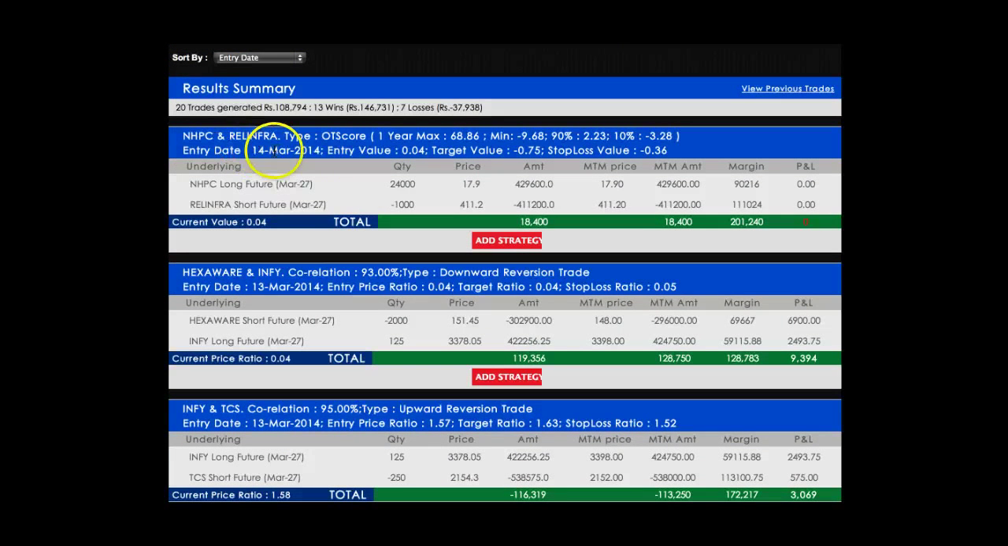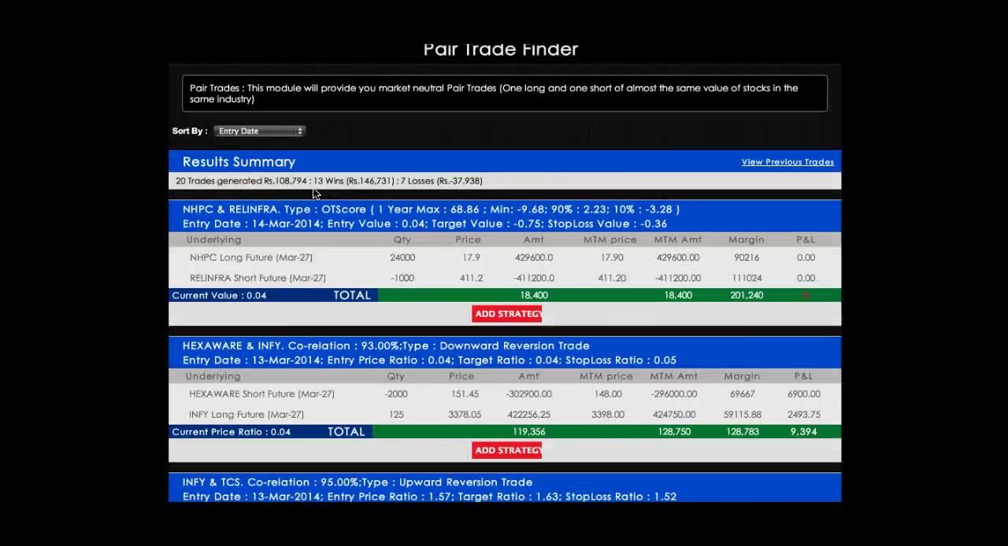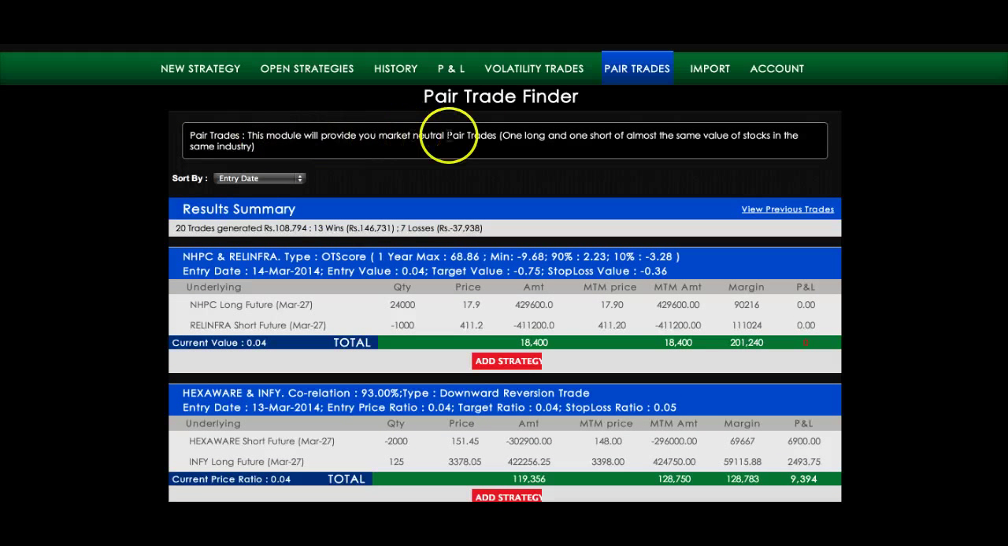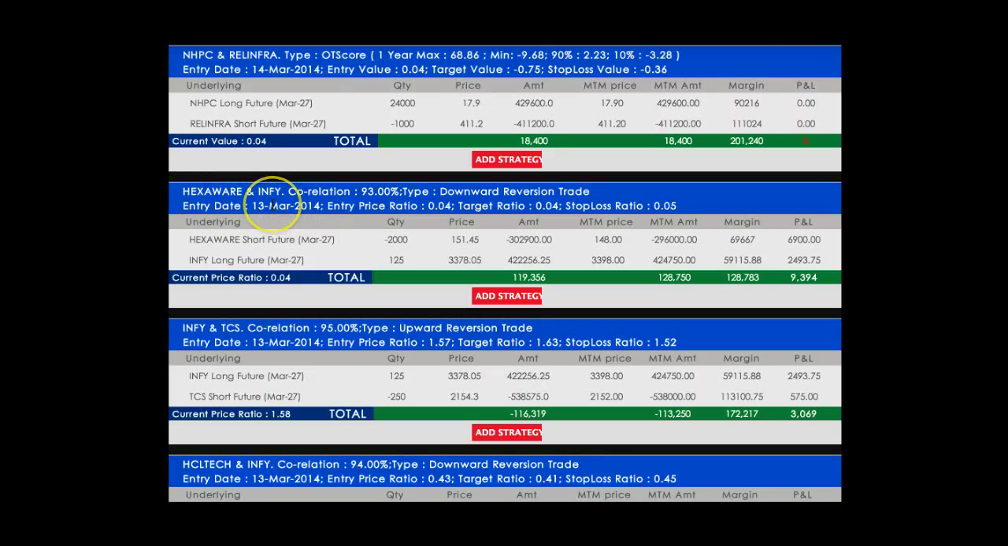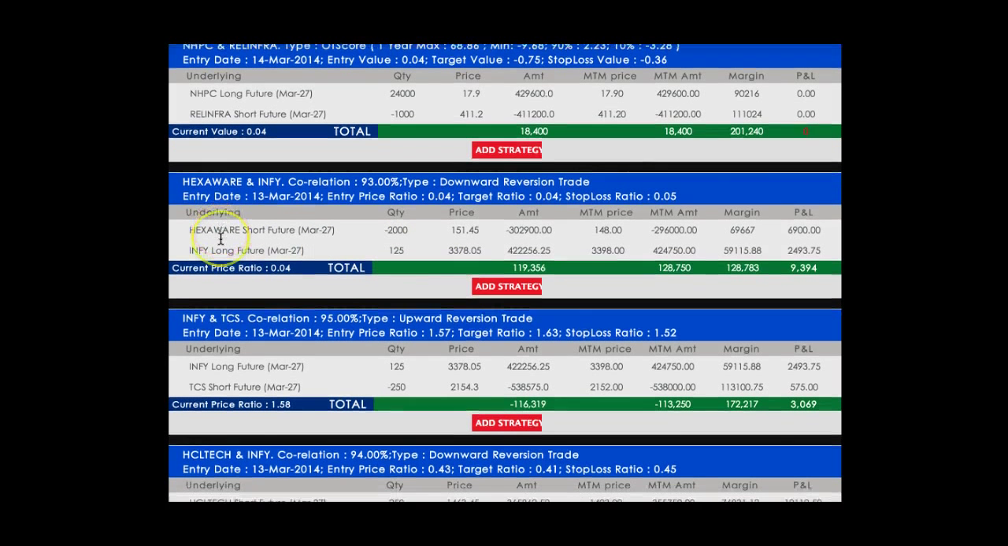So this trade got opened on 14th March, and it gives you the entry value and the target value. Pair trades are basically, like it says over here, market neutral pair trades, one long and one short of almost the same value of stocks in the same industry. So let's see this profit making trade which got opened on 13th March. It's asking you to go long on Infy, one lot, and short on Hexaware. It automatically calculates the quantity required so that the value of each of these is very close to each other.